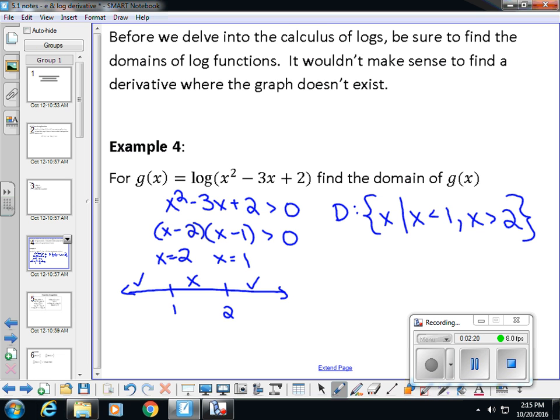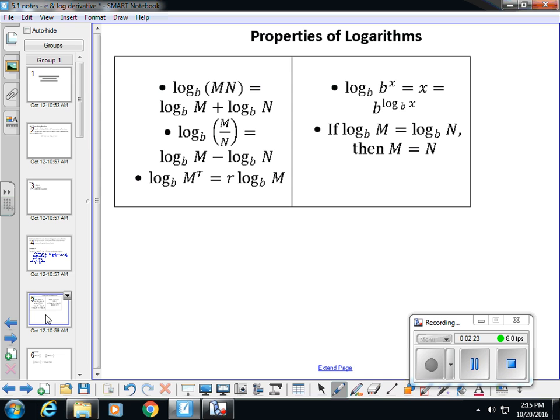Okay. Some other properties of logs, if you have log base b of mn, you can really split that up into log base b of m plus log base b of n. If you have division, that's really subtraction. And if you have an exponent, you can drop that exponent down in front of your log. If you have log base b of b to the x, that's the same thing as x, or the same thing as b to the log base b of x. All right, and then the last one is your one-to-one property, so that also can be used.